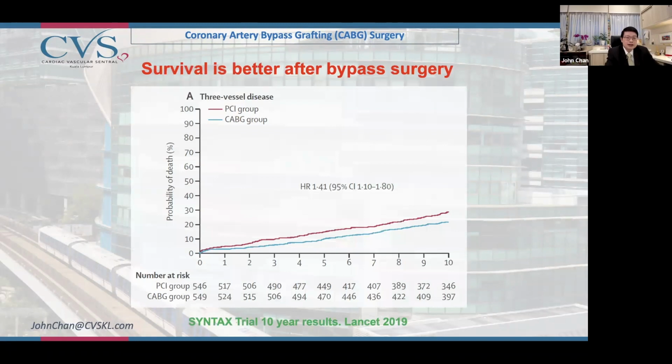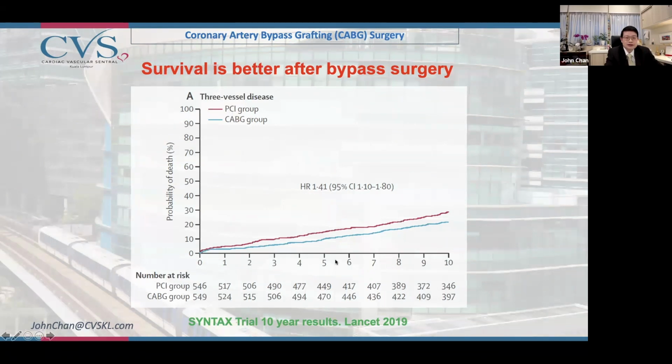If we compare bypass surgery and stents and medical treatment, then those who have multi-vessel coronary artery disease live the longest if they have bypass surgery. And this is one of the studies. There are numerous studies which have been published now. So this is one of them called the Syntax trial. And this looks at how long patients live after either bypass surgery or after stenting. So PCI is stenting, percutaneous coronary intervention.